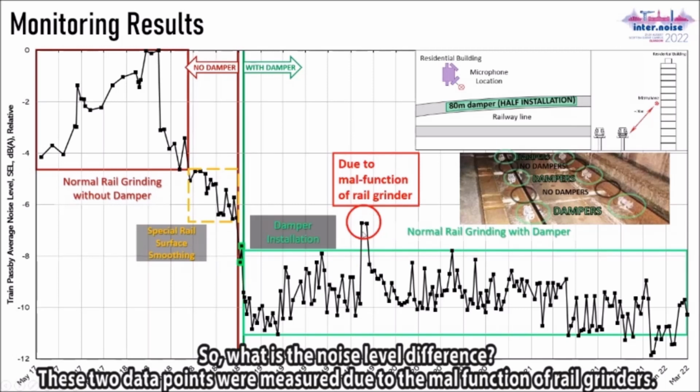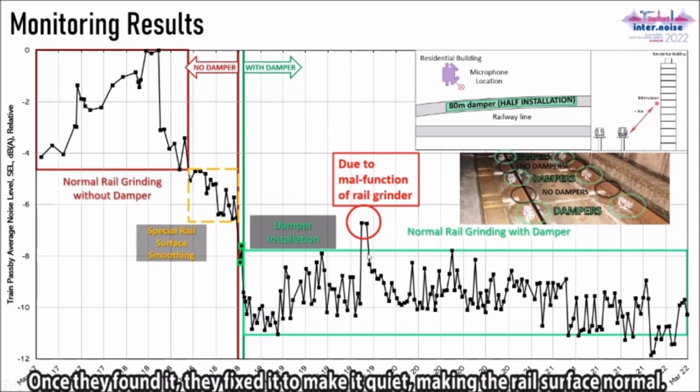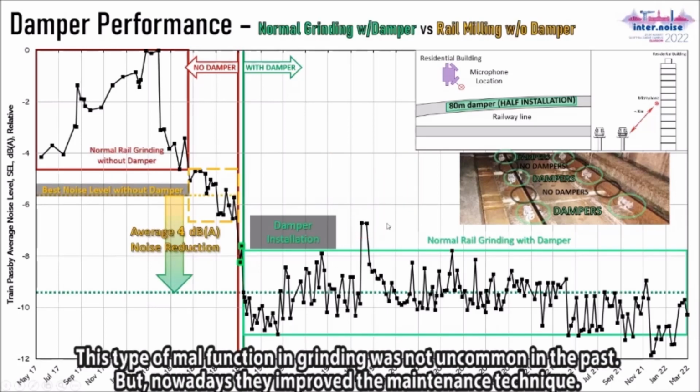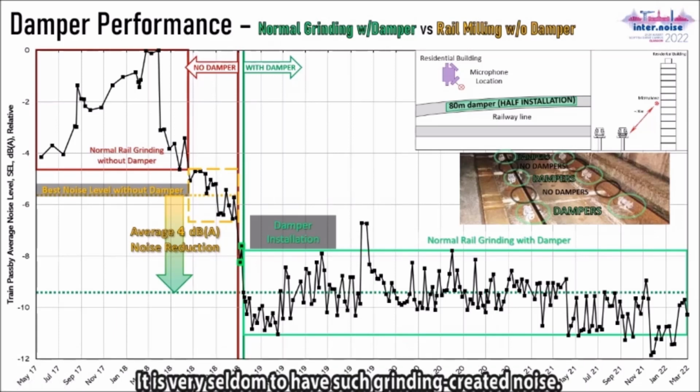This spike is due to a malfunction of some grinding. Once they find that, they fix it and make it quiet, make the wheel surface become normal. This type of grinding malfunction was not uncommon in the past, but nowadays they have improved the maintenance so that it is very seldom to have such grinding-created noise.